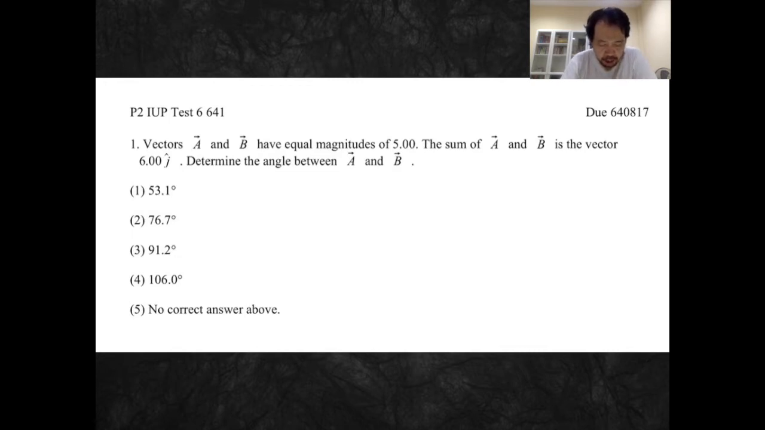The vectors A and B have equal magnitude of 5 units. The sum of A and B is a vector 6j. This means the angle between A and B is what? First we have a symbol j with a hat above it. What is it? This is an example of a unit vector along a reference axis. So let's see.